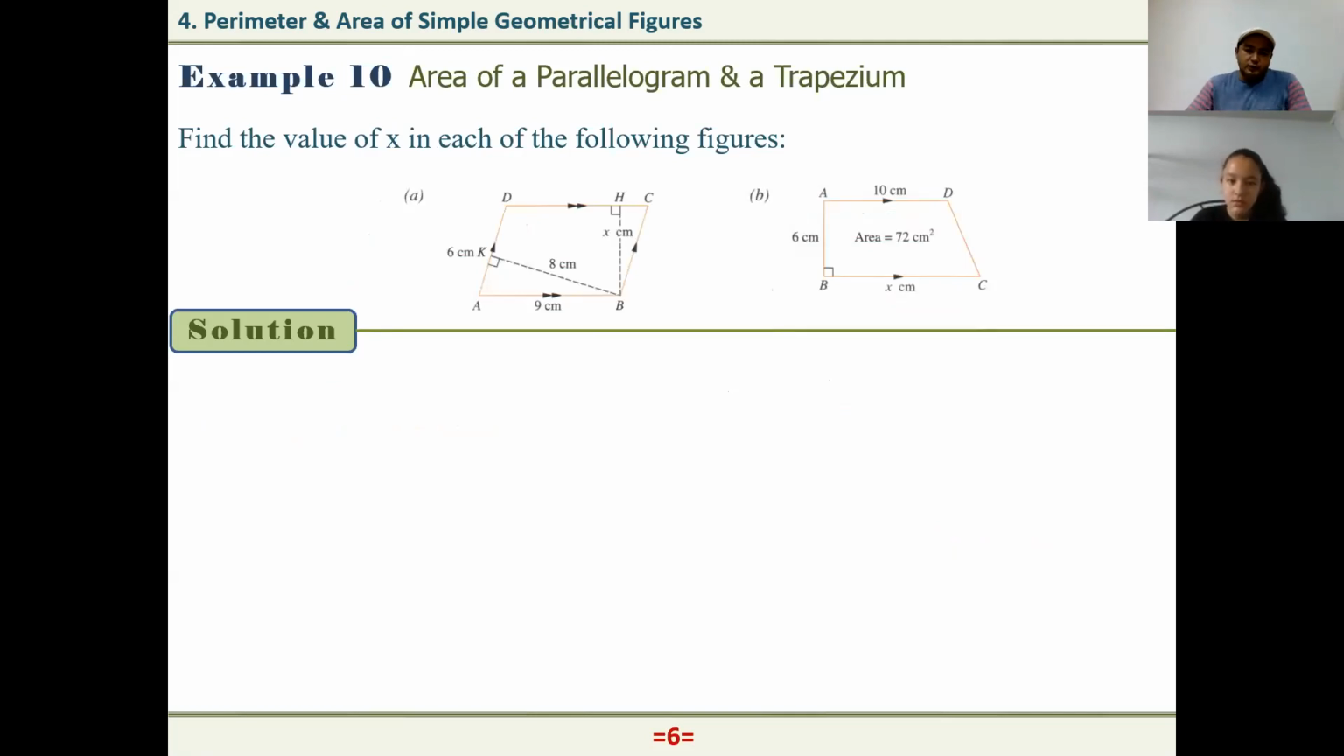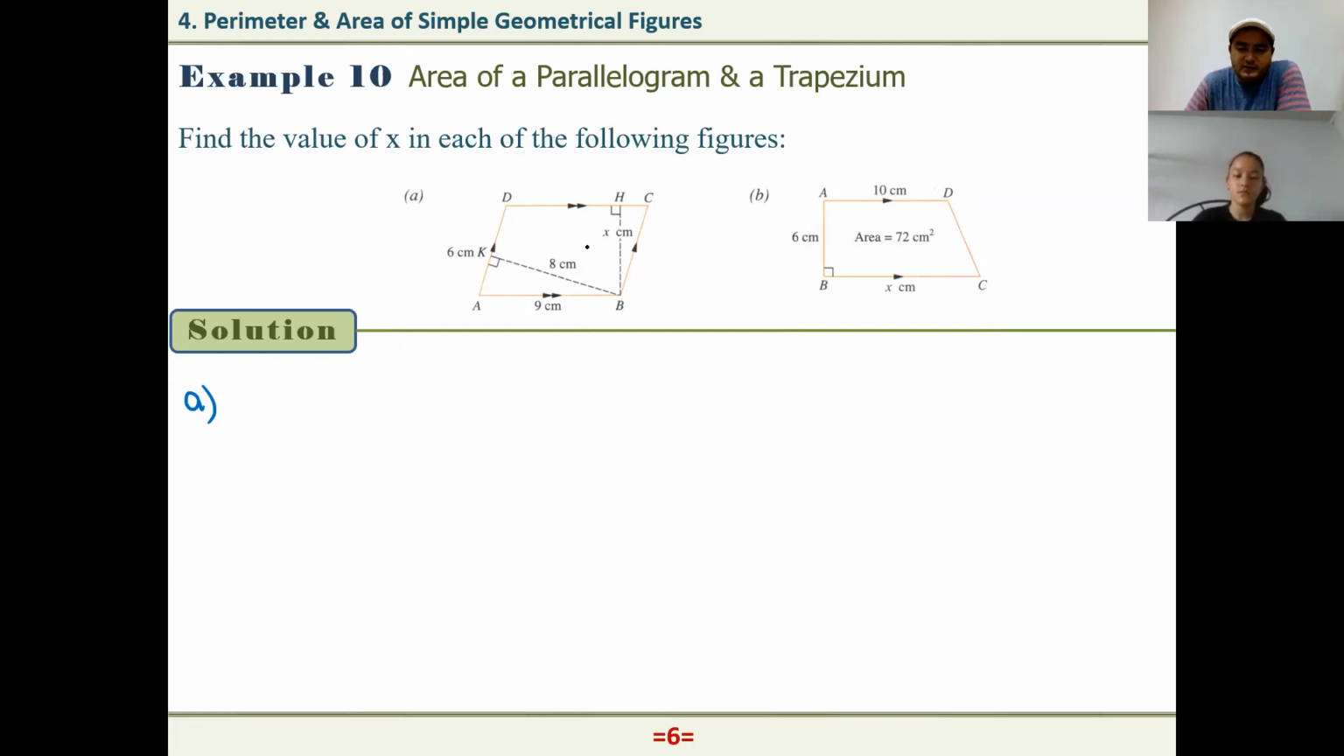Okay, let's see some other questions then. Let's also change my pen color. Question A. What is it? Immediately, as you see, this side is parallel to this side, and parallel to this side. It's a parallelogram, right? Now it says, find the value of x in each of the following figures.